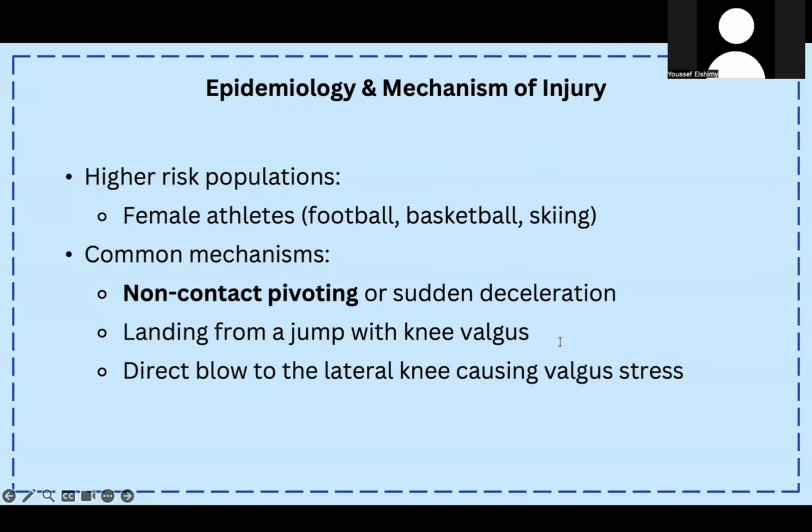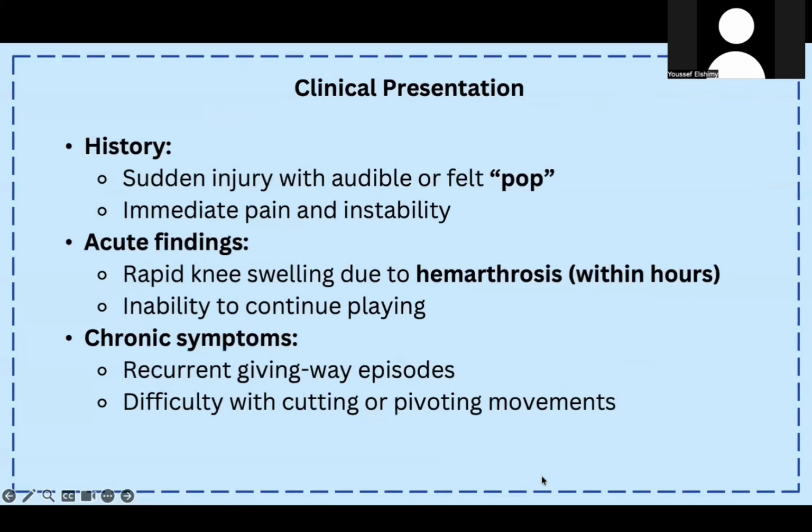Most ACL tears occur without direct contact. A typical injury scenario is when an athlete, for example, plants their foot on the ground and suddenly changes direction. This creates a rotational force and valgus stress across the knee, which the ACL cannot tolerate, and this leads to an ACL tear. Less commonly, the ligament itself can be torn by a direct blow to the lateral side of the knee, forcing it inward. So, what would be the clinical presentation of an ACL tear?